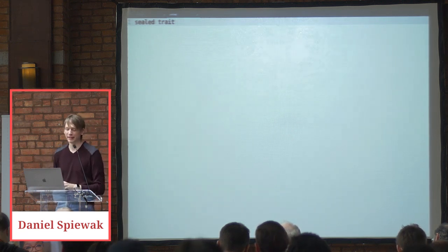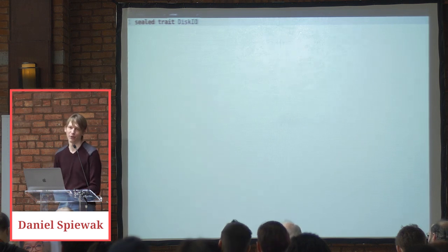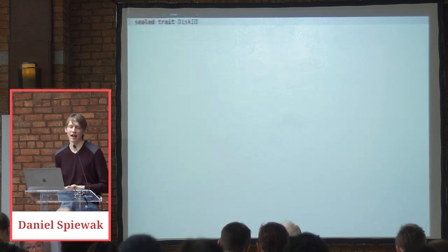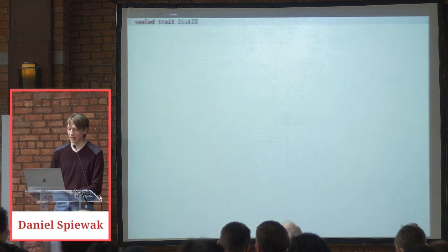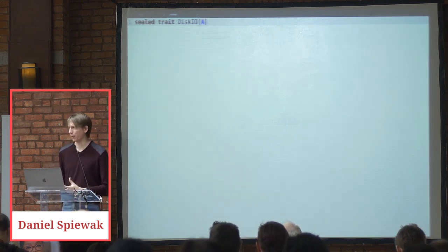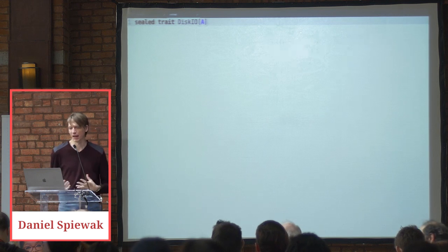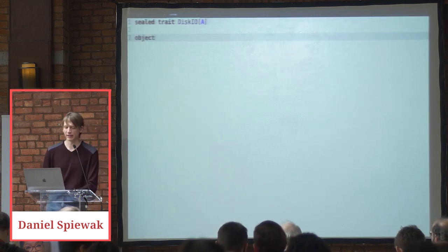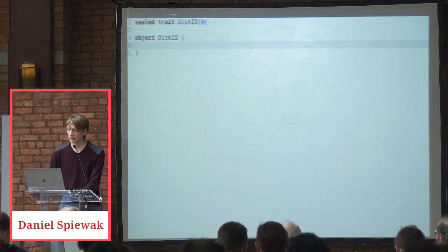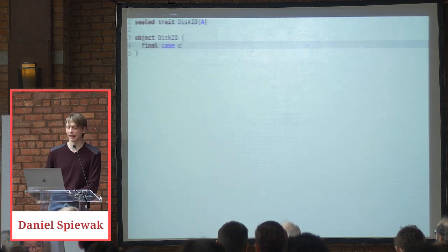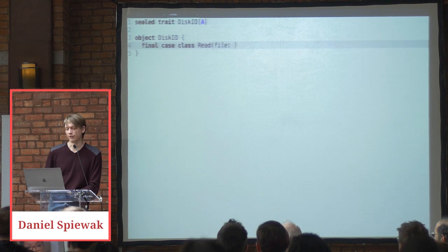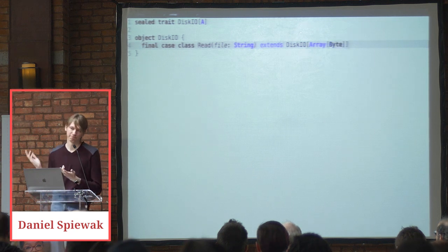The algebra that we're going to build is disk IO. Disk IO is a very common use case. Usually you're doing something of this sort of style. And a disk IO operation is going to produce some value of type A. So what is disk IO going to contain? A common thing would be read: read some file, a file string. And that's going to be a disk IO that produces an array of bytes.